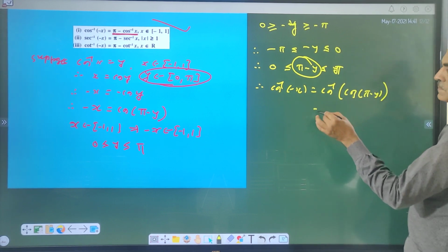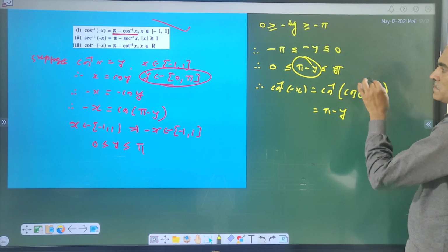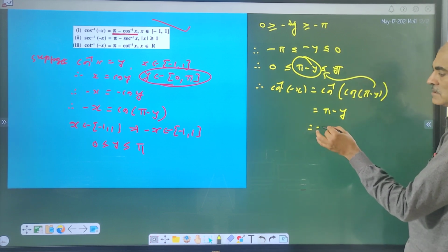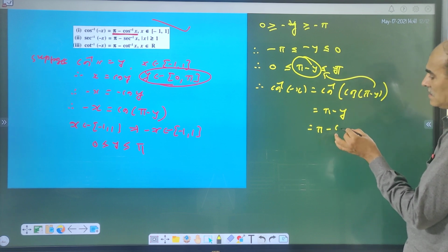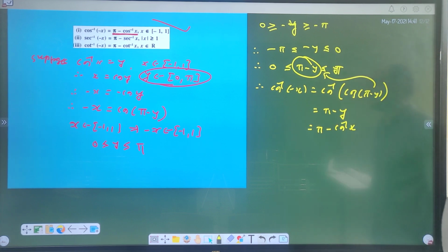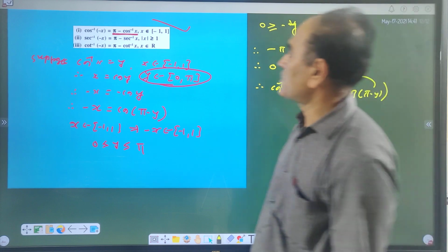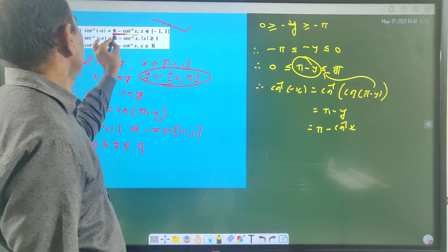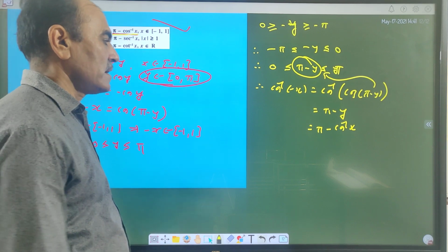Now that is equal to pi minus y. Why? Because pi minus y is in range 0 to pi. Replace the value of y, that is cos inverse x. So this is the second form: cos inverse of minus x is equal to pi minus cos inverse x.